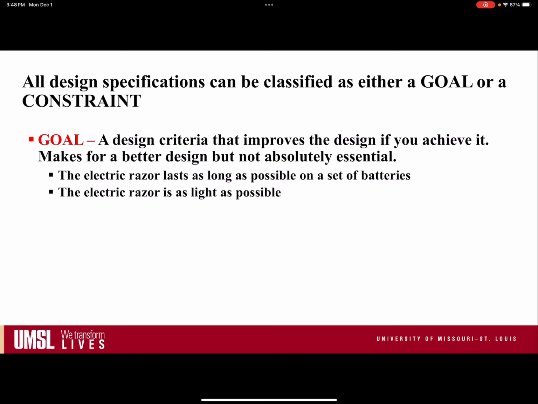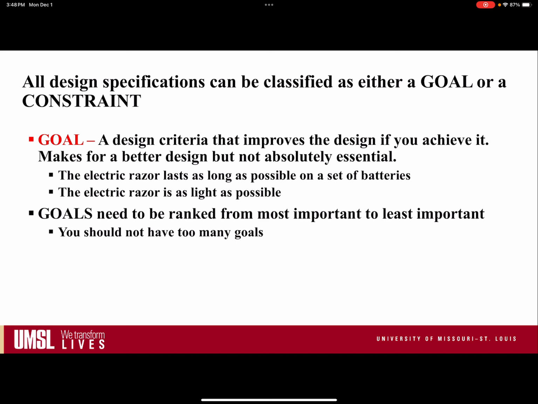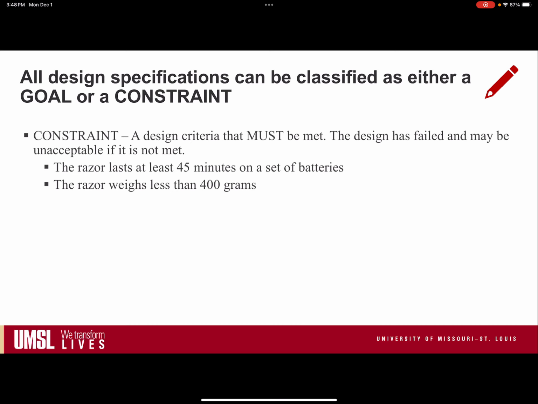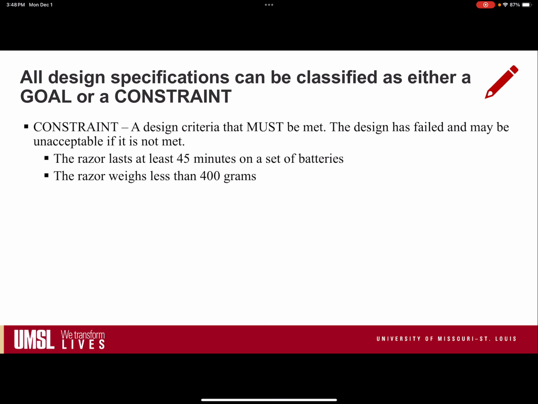A goal is something that we try to achieve, but it's not necessarily essential. Let's say for an example of a razor, we want it to last as long as possible on a set of batteries, and to be as light as possible. So we want to maximize the life on batteries and also minimize the weight. Always remember, if you're maximizing or minimizing something, that's the goal. And you could rank your goals to see which one is more important than the others. But a constraint is a very specific given value that you need to follow, otherwise the design has failed.